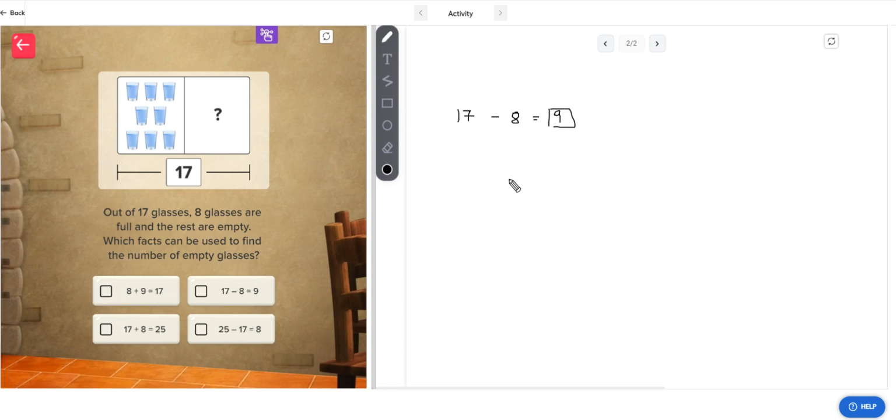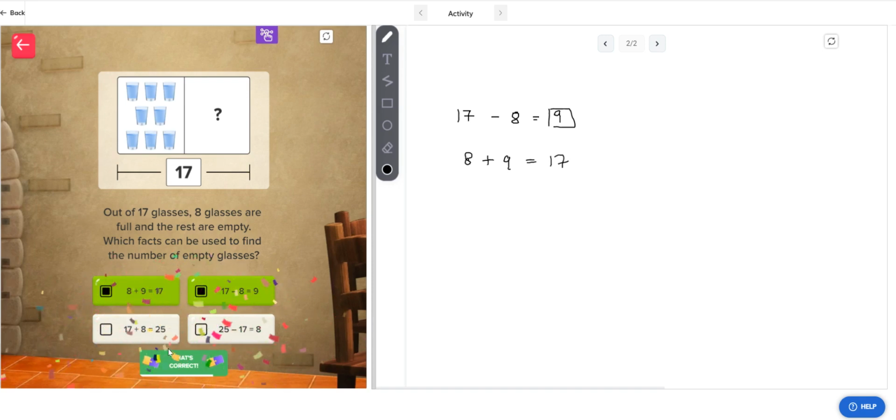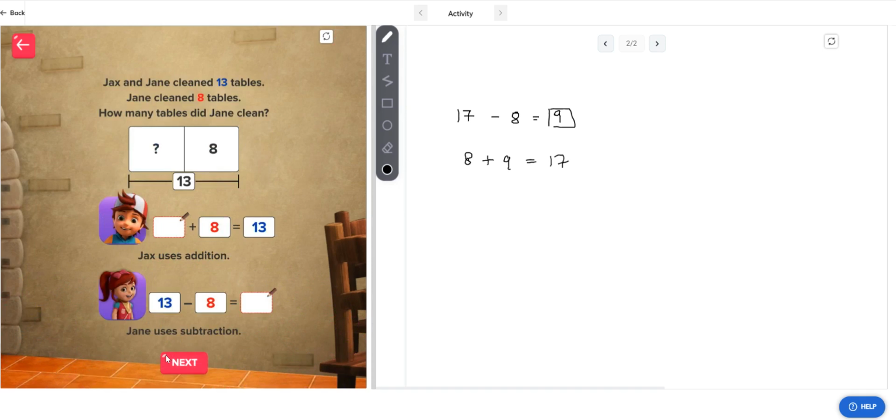So this is very easily this fact, right? Now using the same numbers, because they are part of the fact family, I can also do 8 plus 9 equals 17, correct? And then 25, as you can see in the other two options, is not part of my fact family. So definitely that will not work here, right? Awesome. Let's move to the next one.